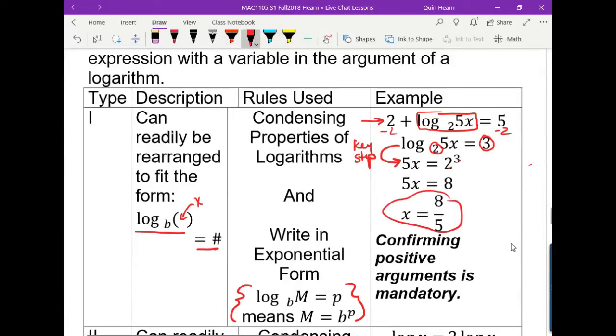Okay, now we're not going to leave it as 2 to the third. We're going to write it as 8. So we have 5x equals 8, which we can solve by dividing by 5, and there we go. Now, there is a check step that's required for logarithmic equations. It is possible that we make an incorrect assumption that causes the argument of one of our logs to be negative. And remember, we can only take the log of positive numbers.